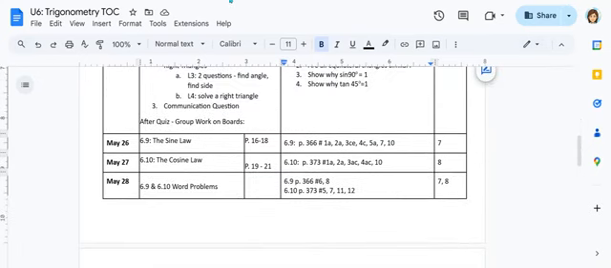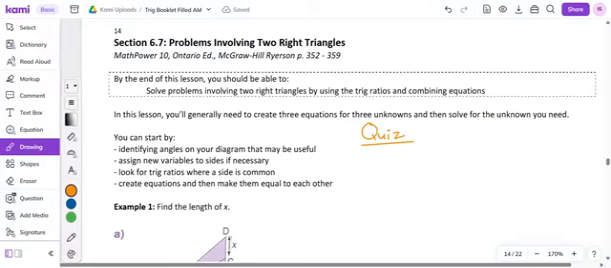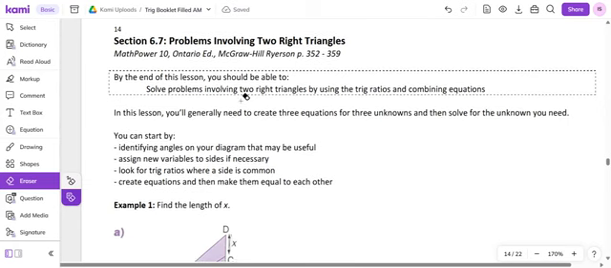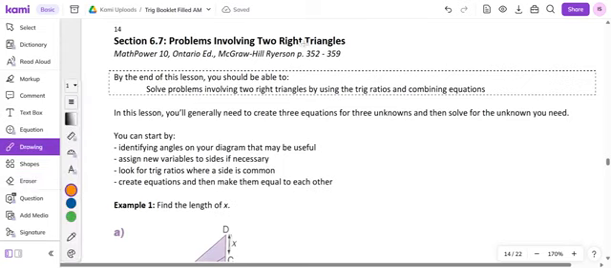So let's get back to the lesson. I didn't make any notes here. Okay. Before we start on some of these questions, the idea today is that we're solving problems with two right triangles stuck together.